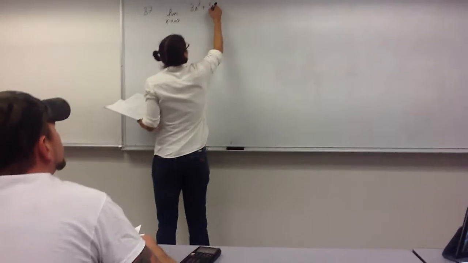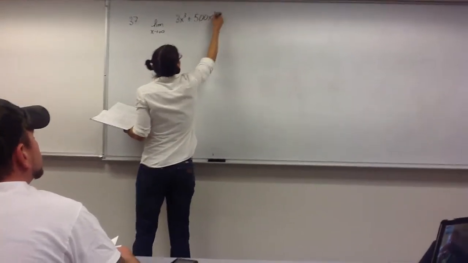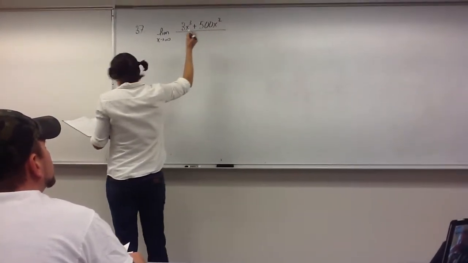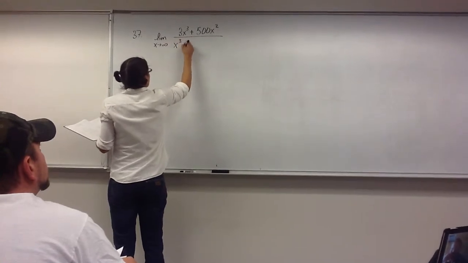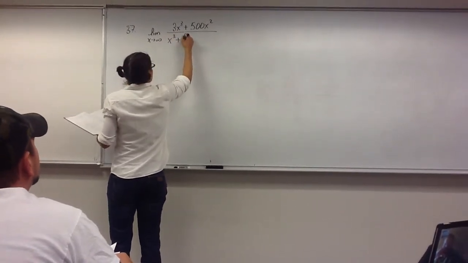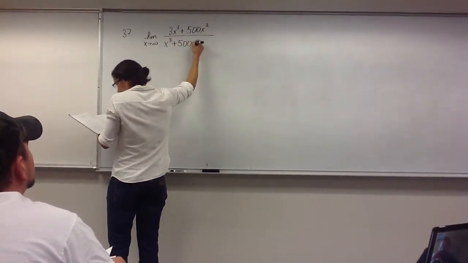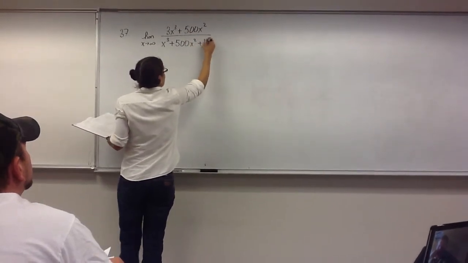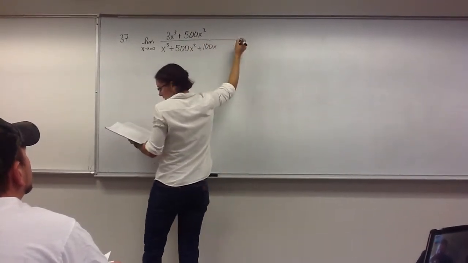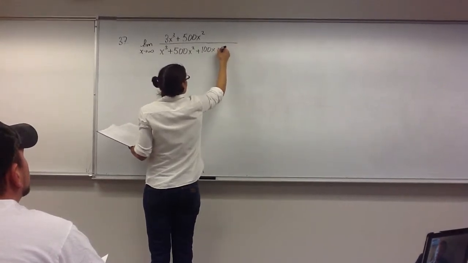plus 500x squared divided by x cubed plus 500x squared plus 100x plus 2000.